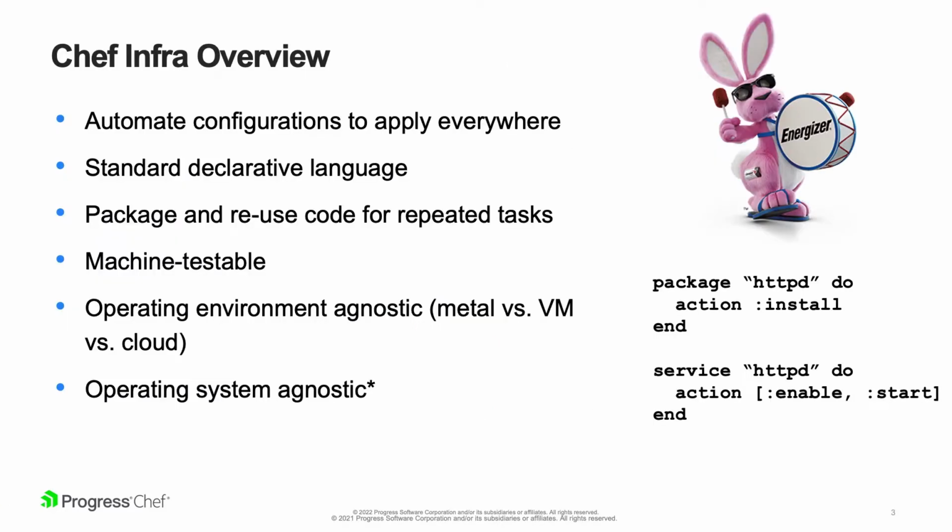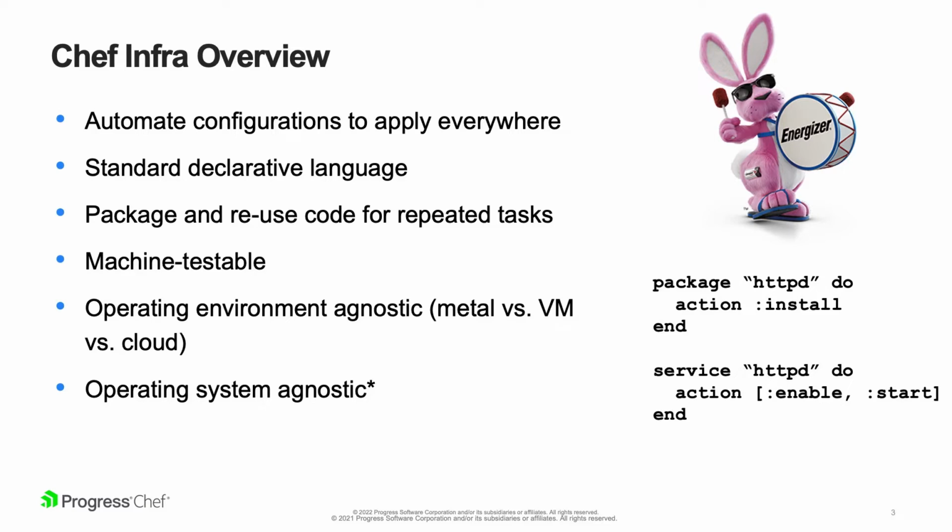So Chef Infra, when you're using Chef to configure nodes, and these can be systems that are running anywhere, in public clouds like AWS and Azure, in your data center, could even be edge devices that you're configuring. The idea is standard declarative language. You're going to package and reuse your code, use that code in your workflows, and use a version control system like GitHub to track that content. And everything that you're doing here is machine testable.